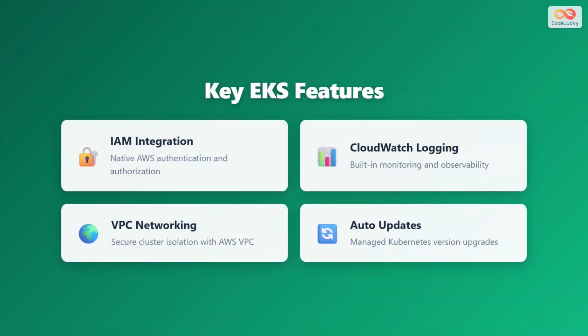EKS comes with several powerful features that make it production-ready out of the box. IAM integration provides native AWS authentication and authorization, allowing you to use your existing AWS Identity and Access Management policies. CloudWatch logging gives you built-in monitoring and observability, so you can track cluster health and application performance. VPC networking enables secure cluster isolation using Amazon Virtual Private Cloud, keeping your workloads protected within your own private network. Auto updates means EKS manages Kubernetes version upgrades for you, ensuring your cluster stays current with the latest features and security patches.